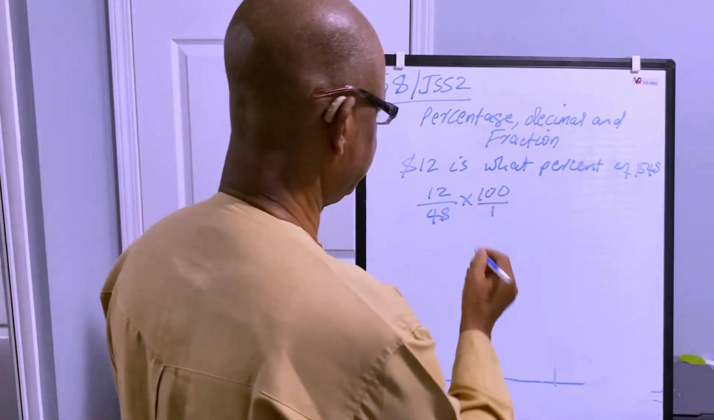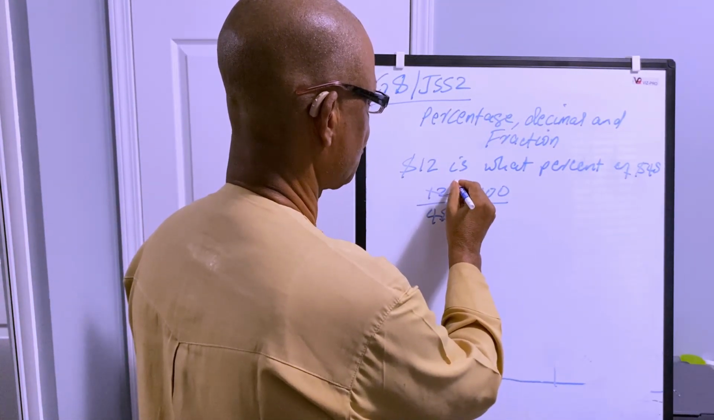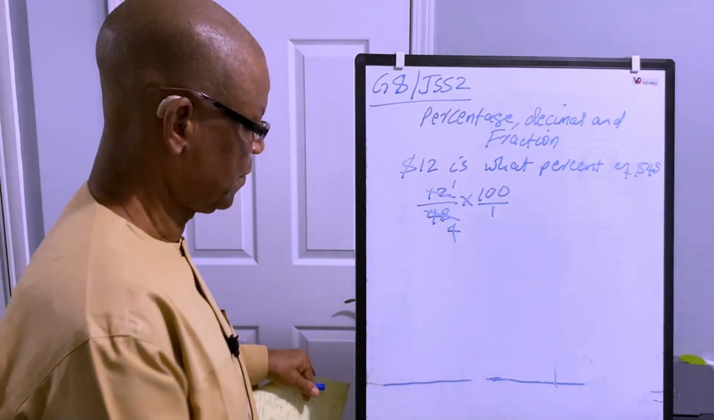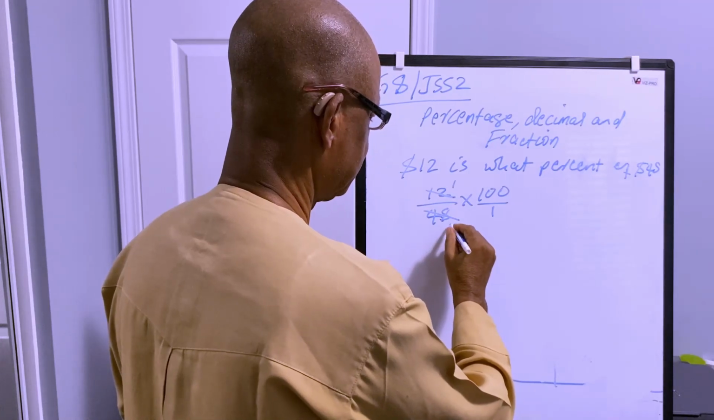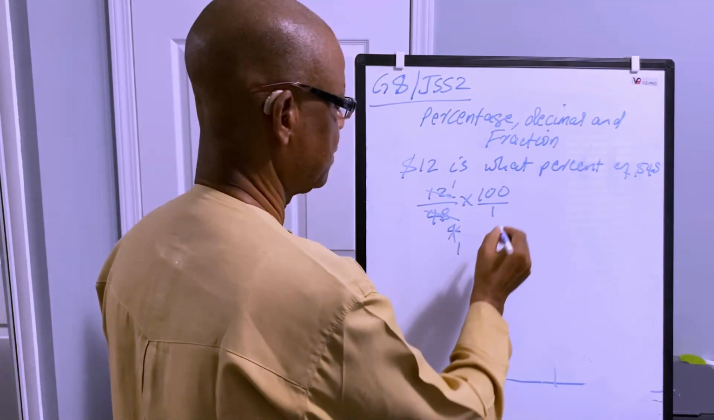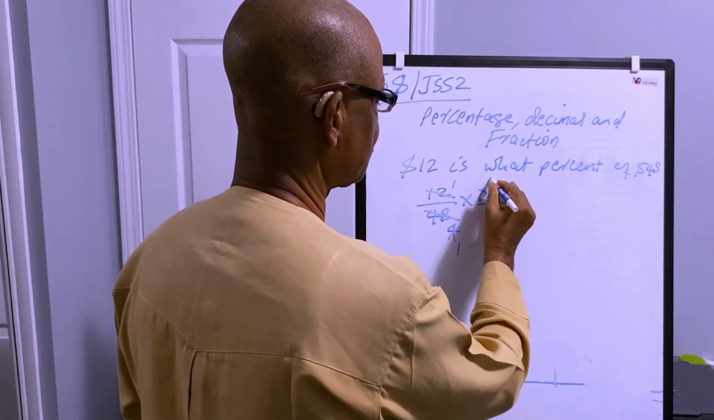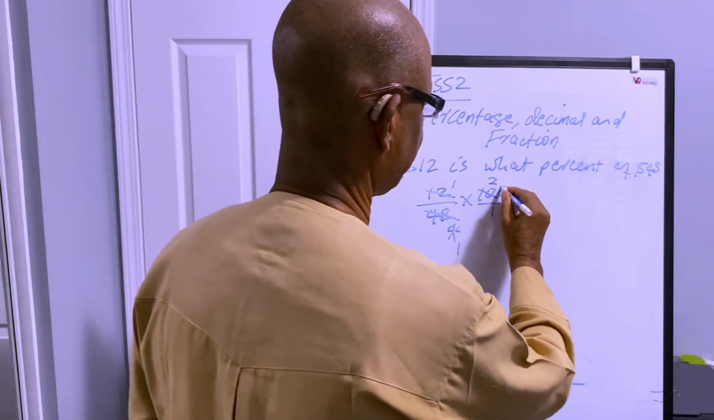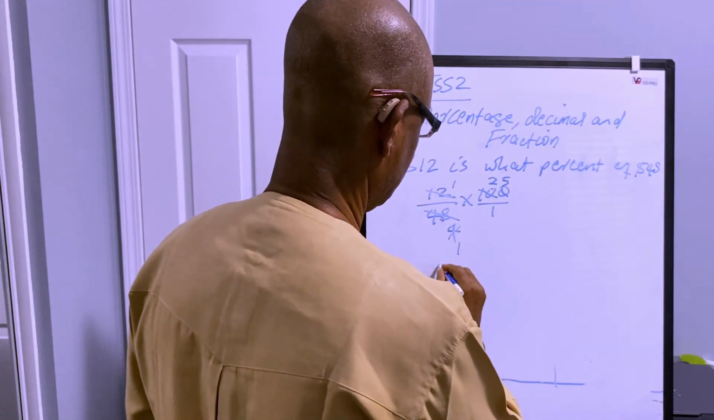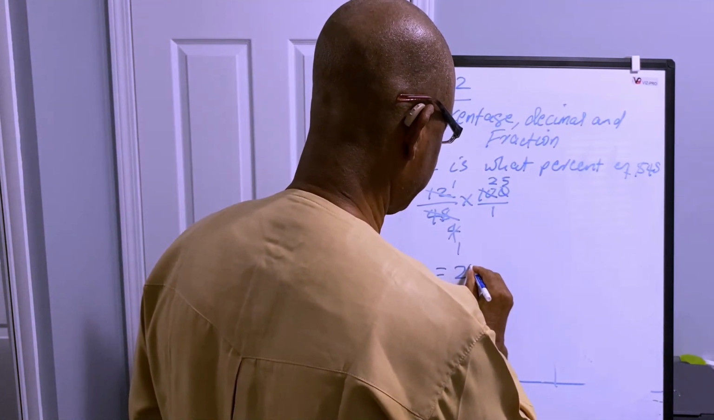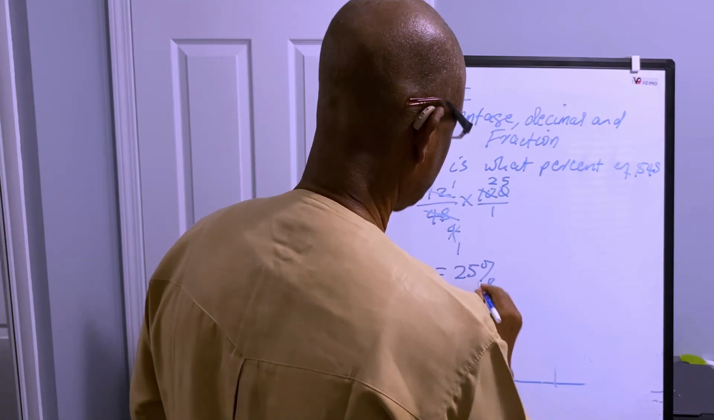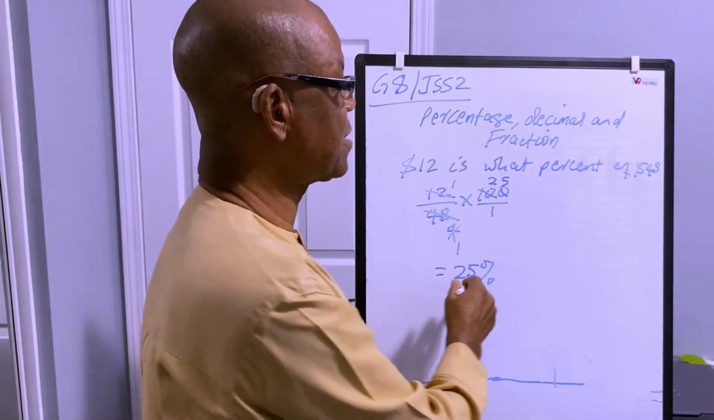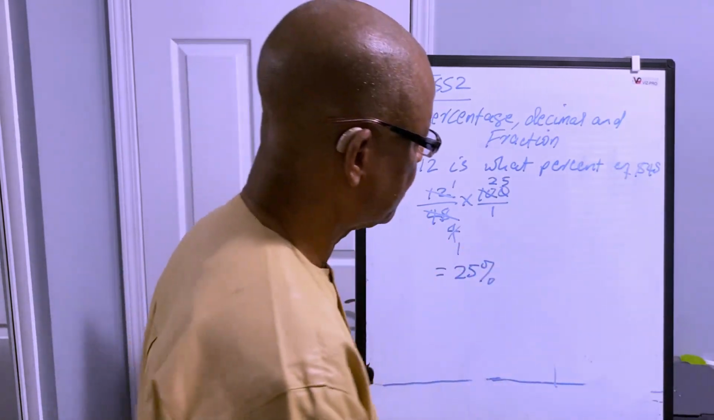We simplify. 12 here is 1, 12 here is 4. 4 divided by 4 is 1. 4 divided into 10 will give us 2, remainder 2. That 2 and this 0 is 20. 20 divided by 4 is 5. So our answer is 25%. What does that mean? That $12 is 25% of $48.